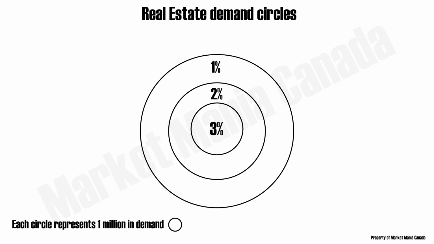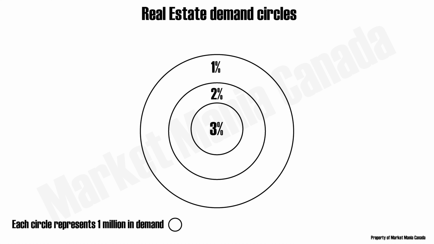So this is what I'm calling a demand circle. So basically I've put different circles there of demand. So 3%, for example, is 1 million in demand. 2% is 2 million in demand. 1% is 3 million in demand. Now, why have I done this? Because that needs to be explained.